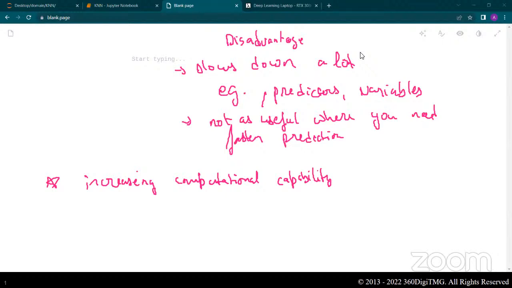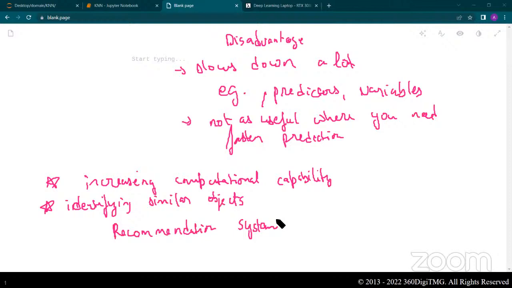So if you feel like that is your issue and you only want to work with KNNs, you can do it. And the reason why KNN is still relevant is simply because it is very useful in identifying similar objects. An example for this would be a recommendation system. Now, what do you understand by a recommendation system? A recommendation system, as the name suggests, would recommend something to you.